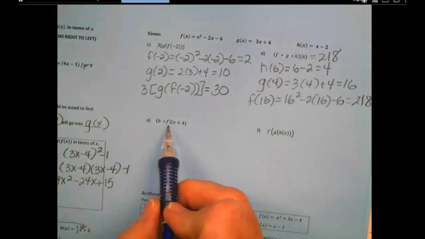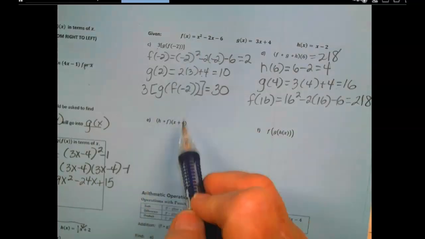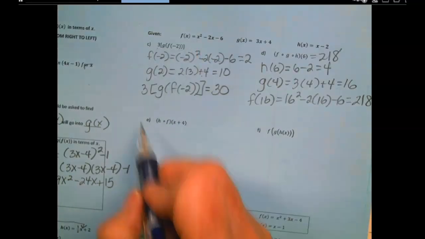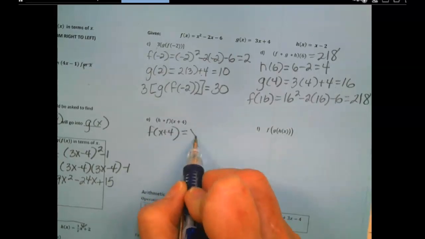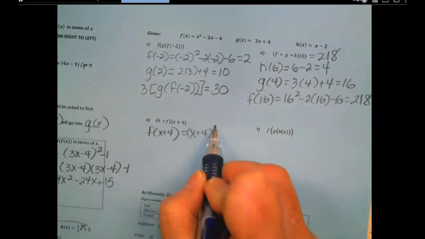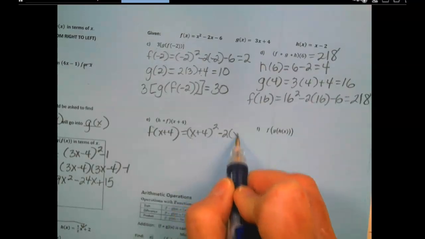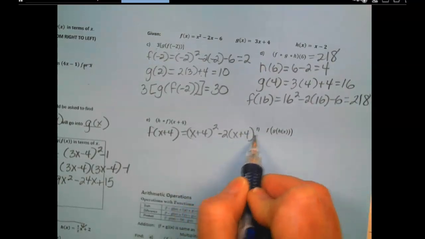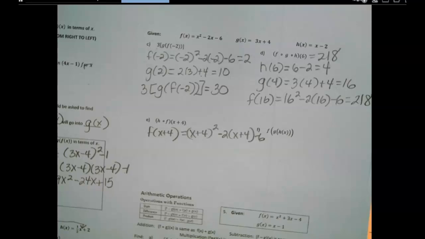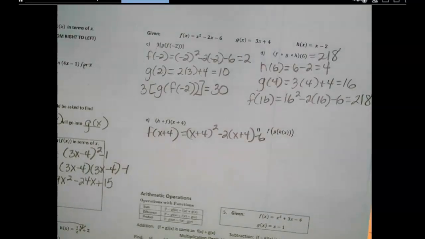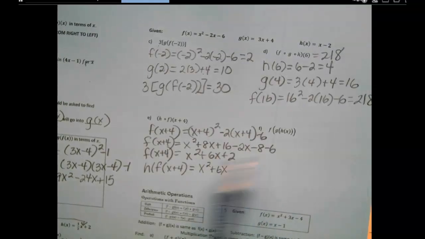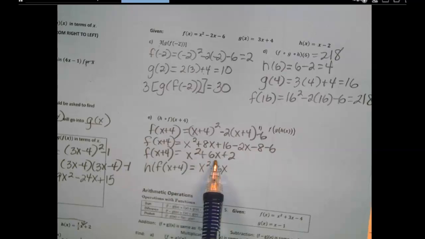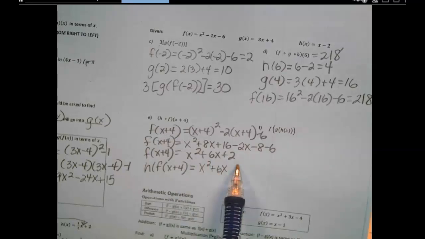Okay, so the next one, in my f function, I'm going to replace x with what? X plus 4. So I'm going to get x plus 4 squared minus 2 times x plus 4 minus 6. Okay, everybody multiply it out. Apply and distribute the minus 2. You should have gotten x squared plus 6x plus 2.